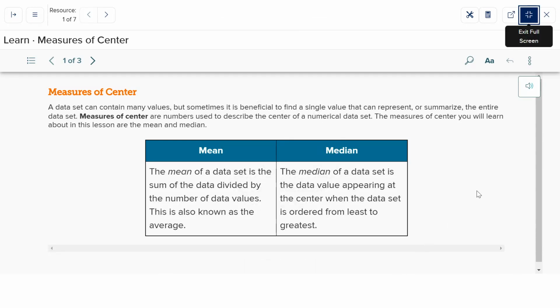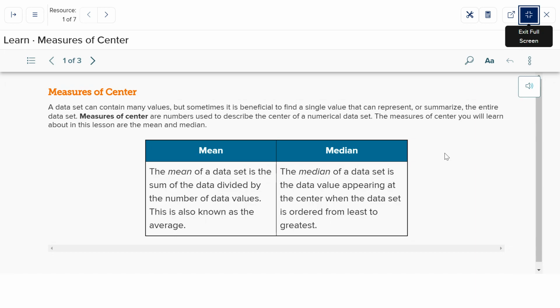This is lesson 10-3, measures of center. So we're going to be talking about mean and median. You've maybe heard those words before. They're types of averages. And there's actually a third one called mode, which doesn't appear in this section, but I may mention it at some point because it is also important.